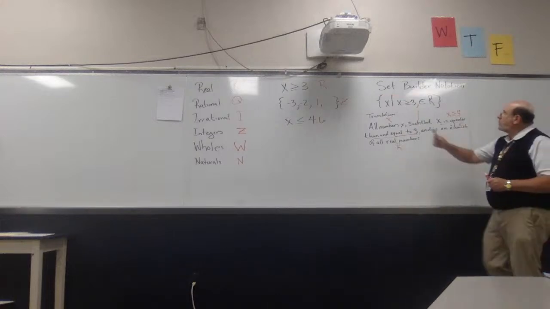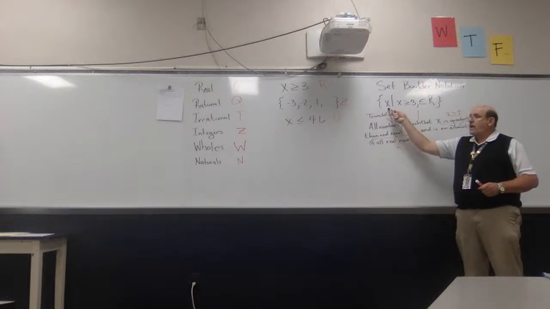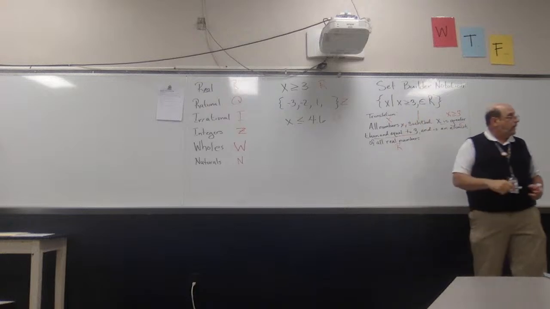So, all set builder notation starts with the brace. You have an X, all values of X. You'll have your vertical line. You'll have some sort of inequality.